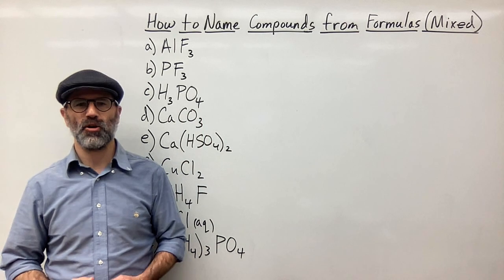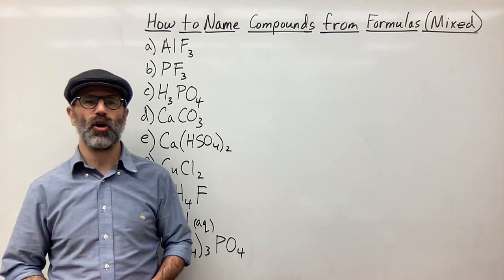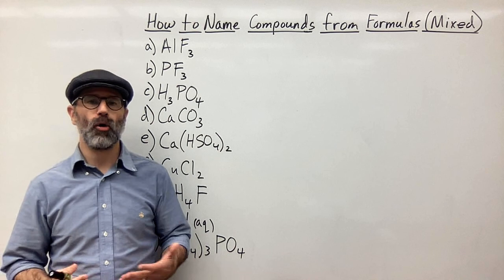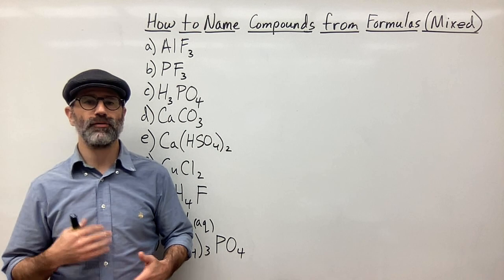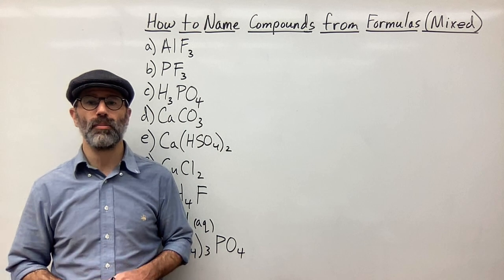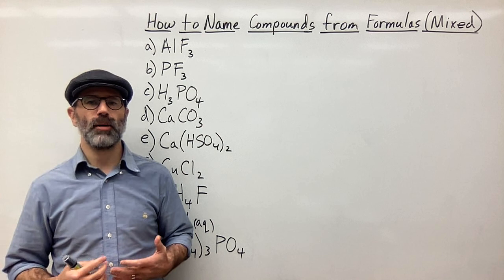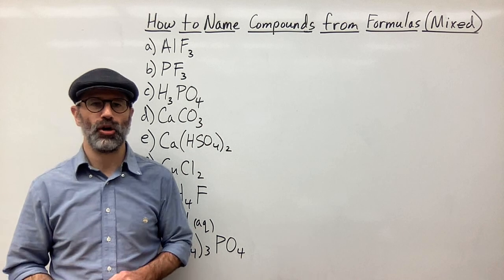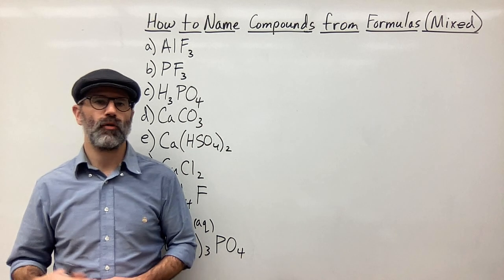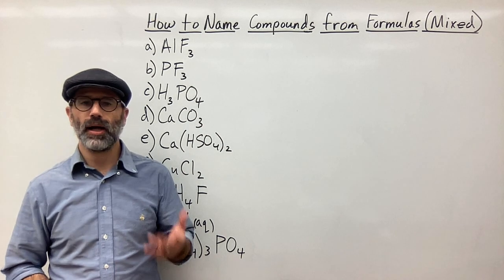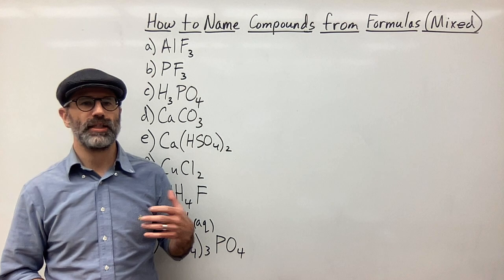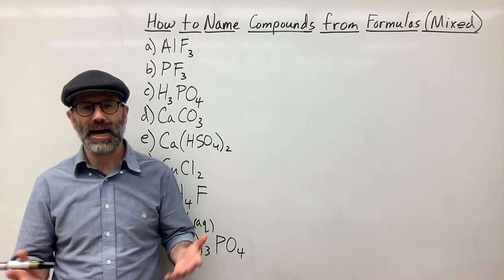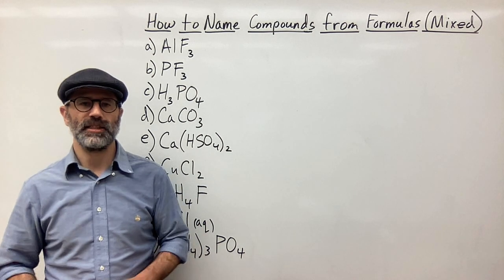My name is Mr. Cobalt and in this video I'm going to be going over, again, more naming formulas, or naming compounds from their formulas. This video I'm going to go through a mixed batch, so it could be ionic, it could be covalent, it could be ionic with polyatomic ions or transition elements and things like that. It could be acids. So let's get into this.